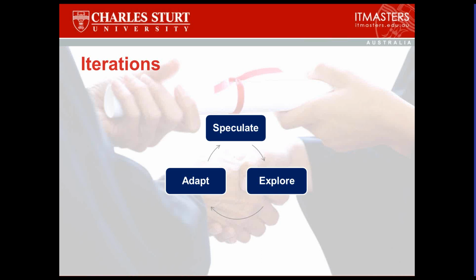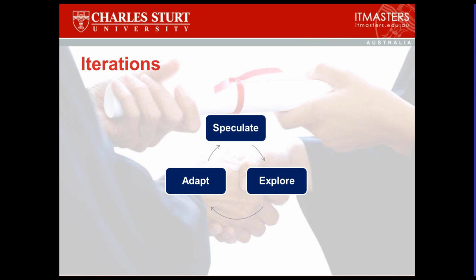So if we've planned by speculation and we've explored, we've built and created and learned through that process, then the key part, we must adapt. We must take on board what has come out of the exploration phase, what's come out of the work that's been done, and we must allow that to thoroughly and effectively shape what we do next, which comes back to the speculate phase.